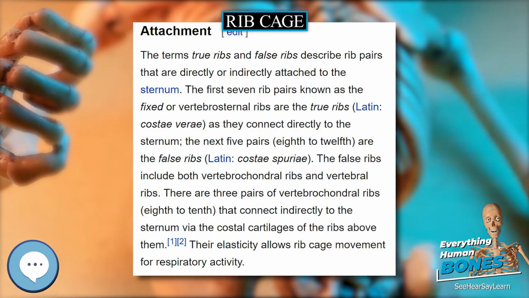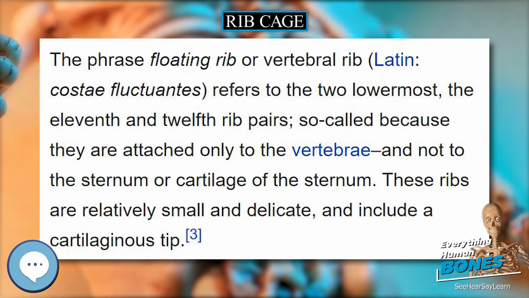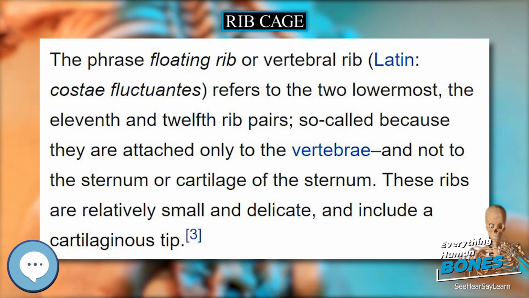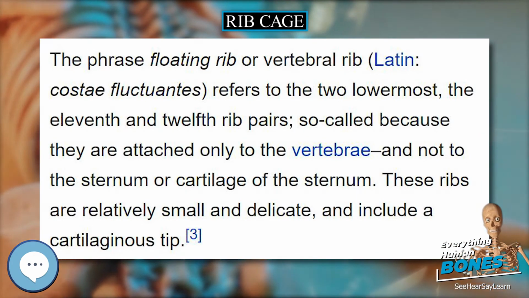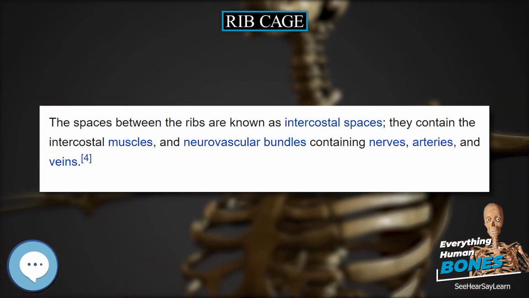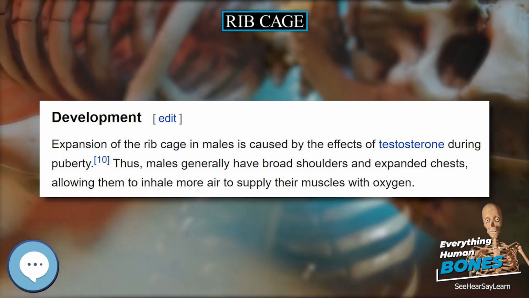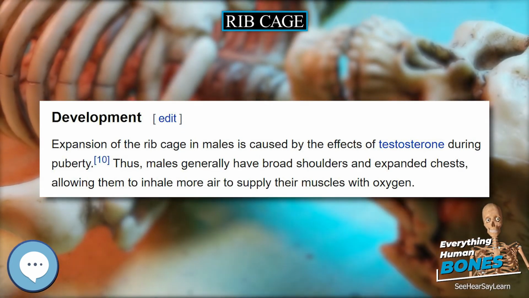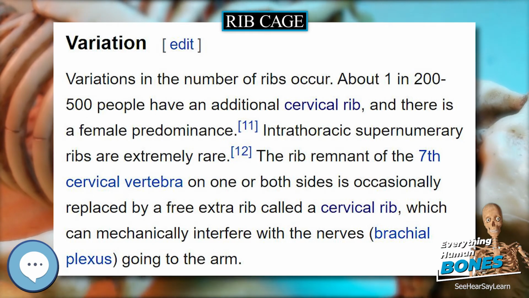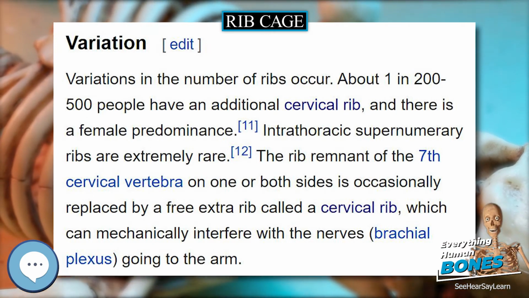About 1 in 200 to 500 people have an additional cervical rib, and there is a female predominance. Intrathoracic supernumerary ribs are extremely rare. The rib remnant of the 7th cervical vertebra on one or both sides is occasionally replaced by a free extra rib called a cervical rib, which can mechanically interfere with the nerves, brachial plexus, going to the arm.